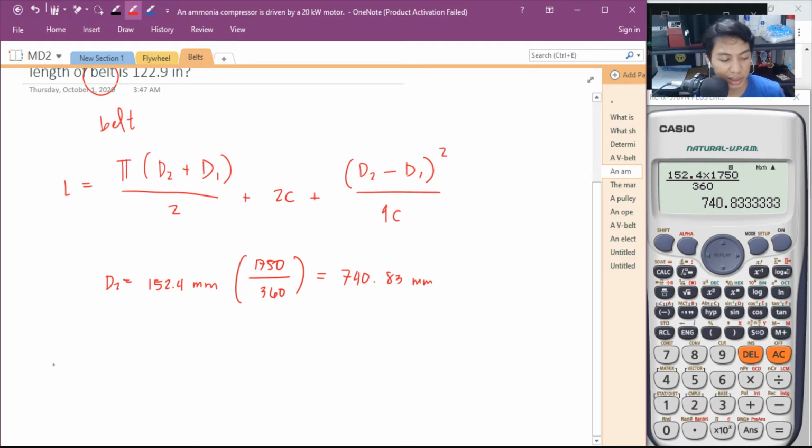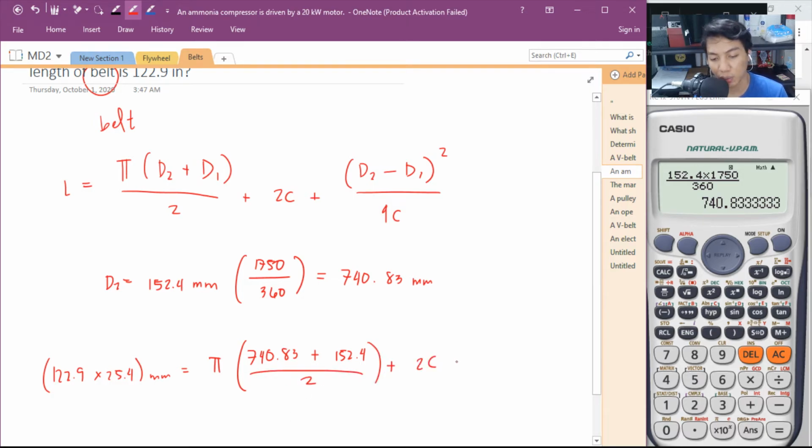So, that is, the length of the belt is 122.9 multiplied to 25.4 para maging mm equal to pi multiplied to (740.83 plus 152.4) divided by 2, plus 2C, unknown yan, plus pag inalgebra mo, ang haba niyan.